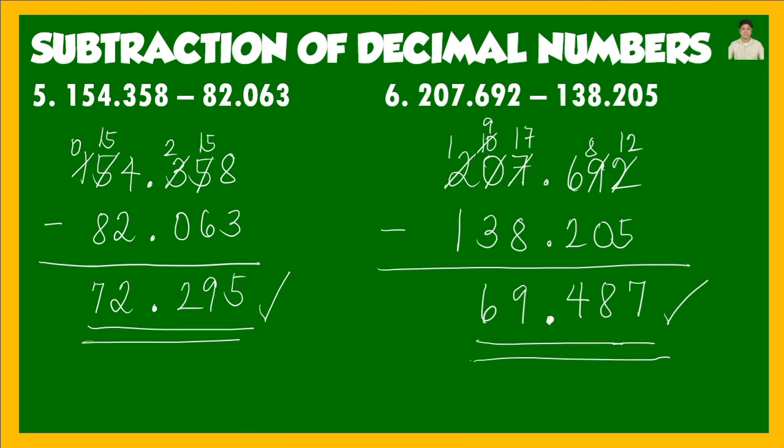So, add lang natin 138 and 205 thousandths. Tsaka yung 69 and 487 thousandths. Ang makukuha po nating sagot is yung value ng minuend, which is 207 and 692 thousandths. So, kapag chinek natin yung sagot natin by adding the value of the subtrahend and our result, yung difference, hindi nagtugma, ibig sabihin there is something wrong.